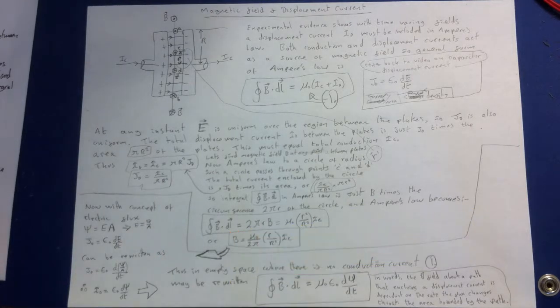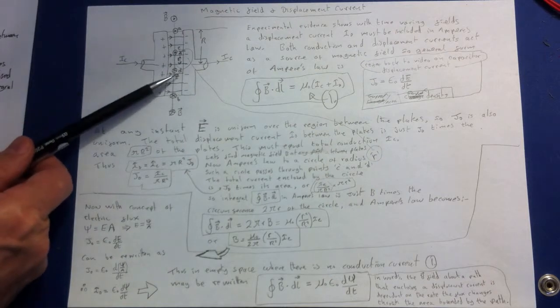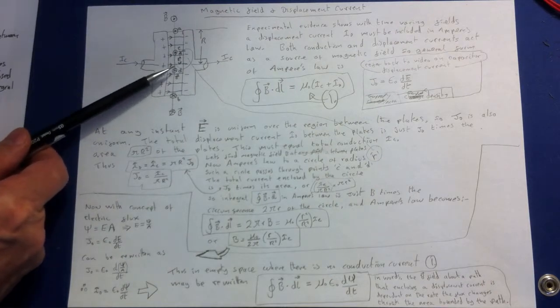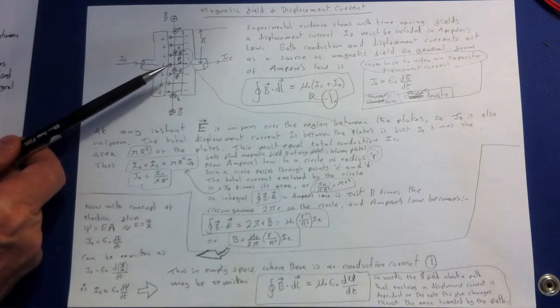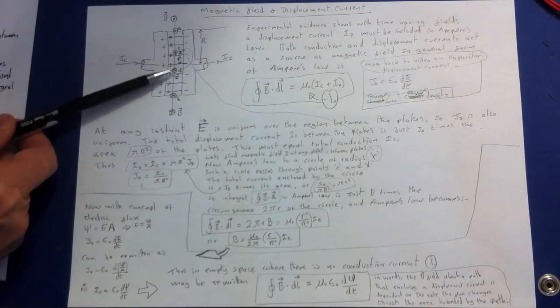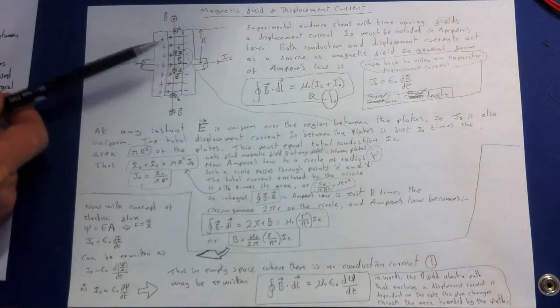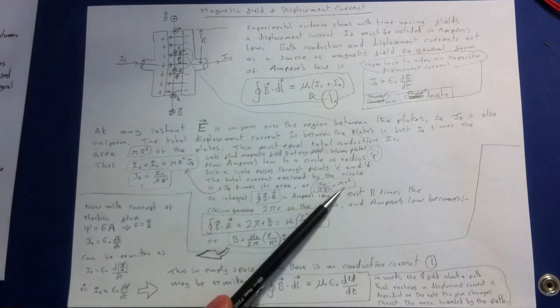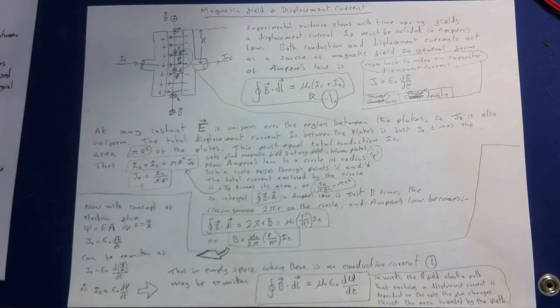Such a circle then passes through points C and D. The total current enclosed by the circle is obviously the current density times its area. So it's this times the area of that circle, that circle that sweeps around that part. It's pi r squared. Now that we've got that, we can apply the integral in Ampere's law.